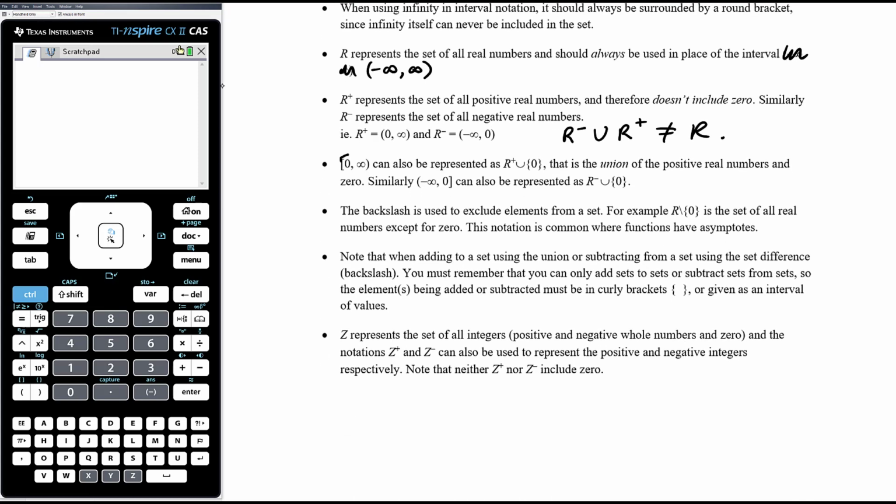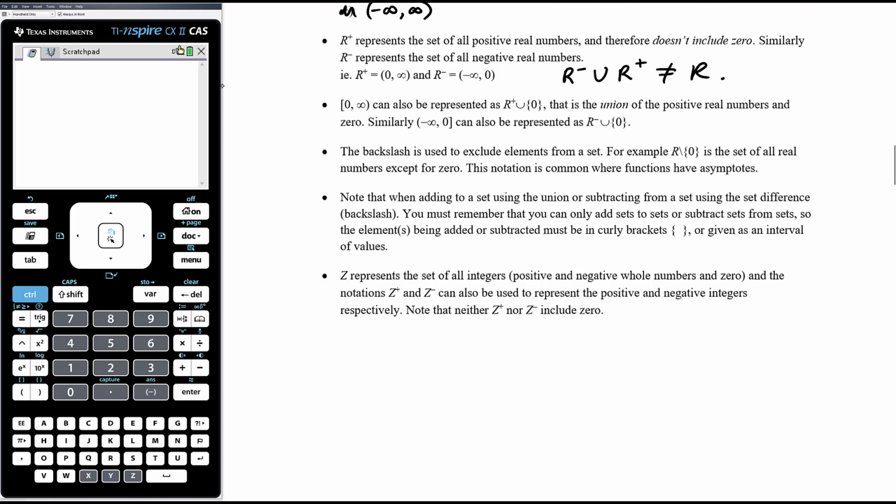0 to infinity with a square bracket can be represented using R plus, but it would have to be R plus union 0, making sure that the 0 is in a set, because you need to add together two sets. Similarly, negative infinity to 0 including 0 can be represented as R minus union 0.